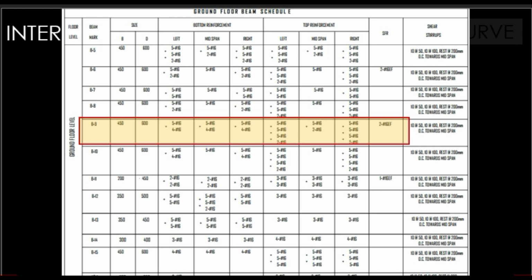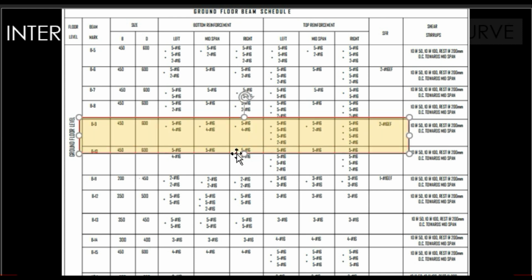For the bottom reinforcement, there is no discontinued stiffener bar since the number of required reinforcement along the support and midspan are all identical. So 5 plus 4, that is 9.